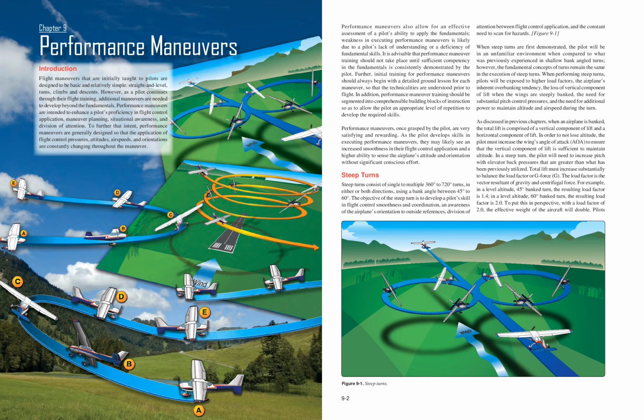Steep turns. Steep turns consist of single to multiple 360 degrees to 720 degrees turns, in either or both directions, using a bank angle between 45 degrees to 60 degrees. The objective of the steep turn is to develop a pilot's skill in flight control smoothness and coordination, and awareness of the airplane's orientation to outside references, division of attention between flight control application, and the constant need to scan for hazards. Figure 9.1.